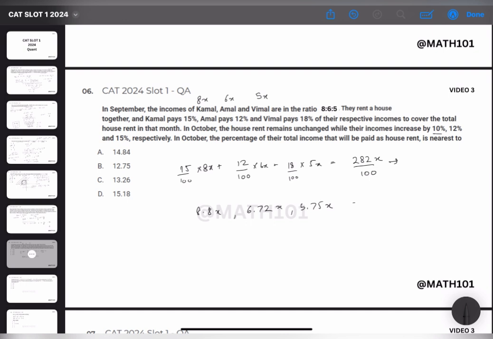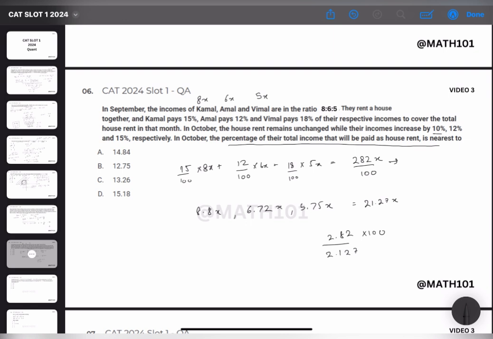So their new total income is 8.8 plus 6.72 is 15.52, plus 5.75 is 21.27x. This is their new total income. The percentage of their total income that will be paid as the house rent is 2.82 upon 21.27. x and x get cancelled, so I am skipping this, into 100 is the answer.